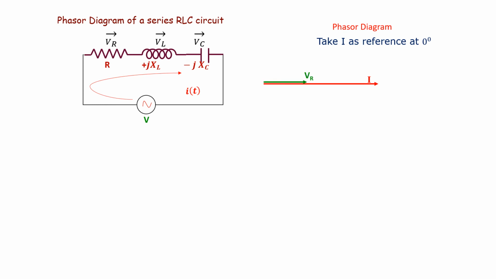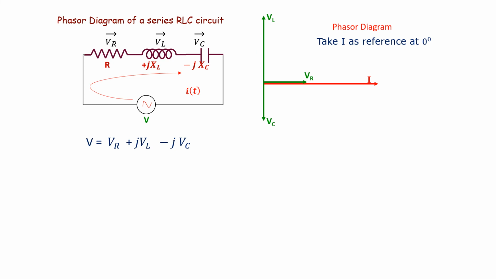This is the VR, which is in the same phase as that of the current. The VL should be drawn leading by 90 degrees because we know in the case of inductance, current lags. So VL leads. Now coming to the capacitance, we should draw VC lagging behind by 90 degrees because in the case of capacitor, current leads. Otherwise, capacitor voltage lags.